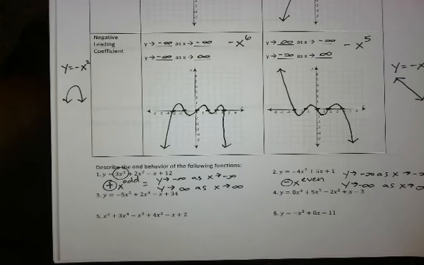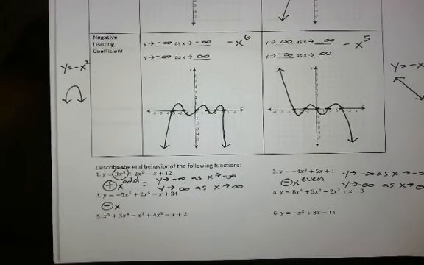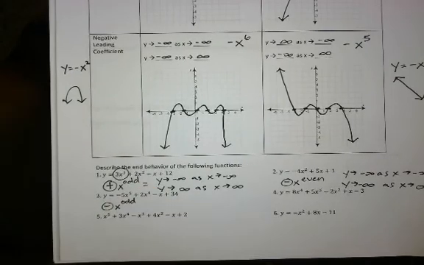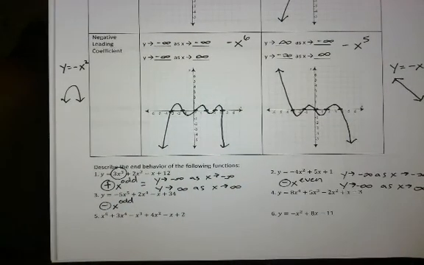Okay. Number 3, do we have a positive number or a negative number? Is it positive or negative for number 3? Negative. Okay, so we have a negative number. And is it an even degree or an odd degree? Odd. So now we have a negative odd. So is it going to look like graph 1, 2, 3, or 4?